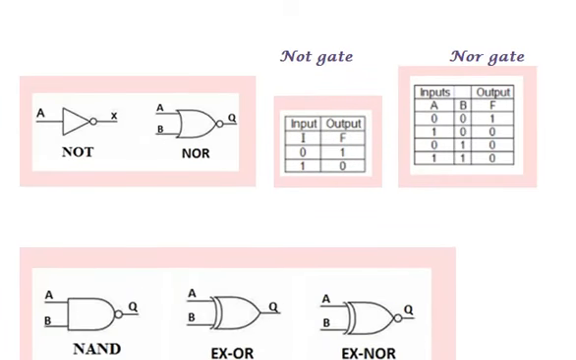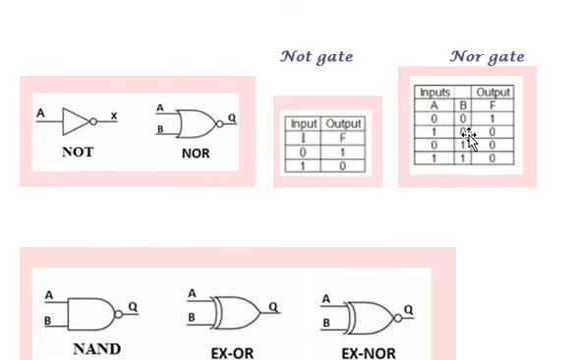Now moving on to the other gates, which are the NOT and NOR. In the NOT gate, it just gives the complement of whatever input we give. When we give a 0, the output we get is 1, and when we give a 1, we get an output of 0. The NOR gate could be considered as just the complement of the OR gate.